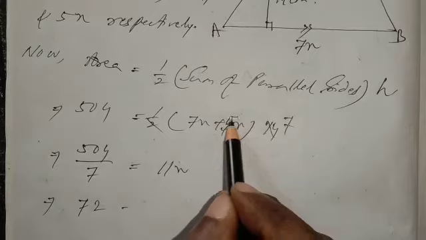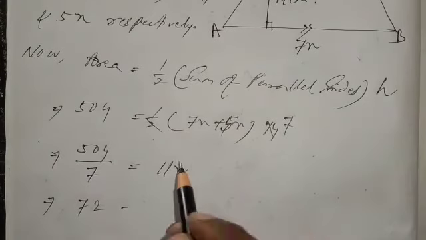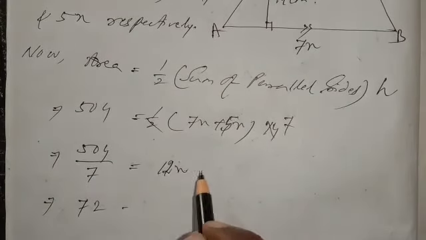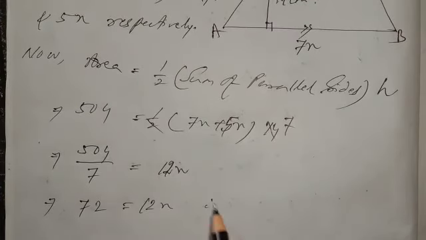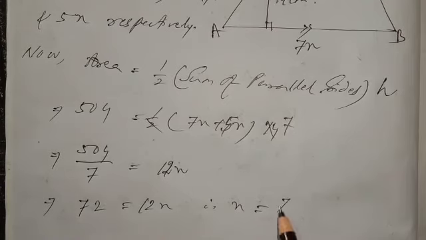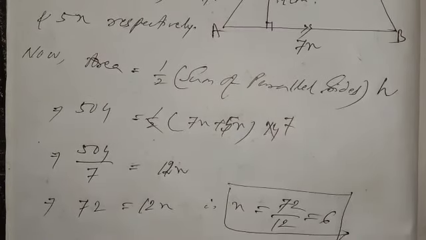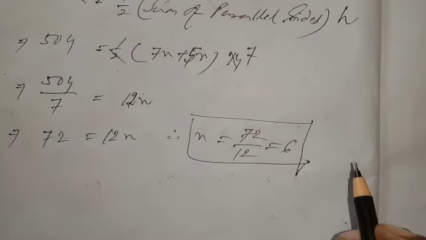7x plus 5x are the given two sides. That means 7x plus 5x is 12x. So 72 is equal to 12x. Therefore, x is equal to 72 by 12. 72 by 12 means 12 6s are 72. x is equal to 6 units, means 6 centimeters.